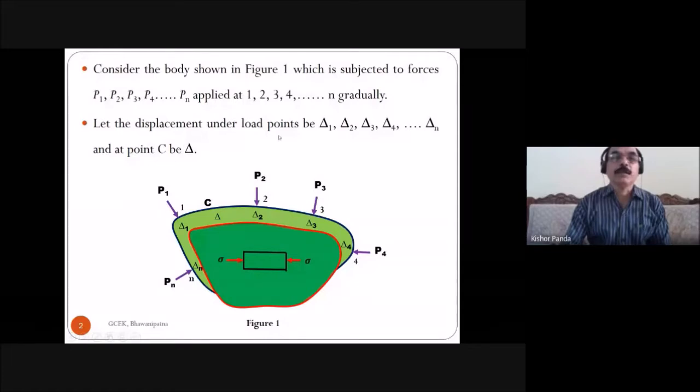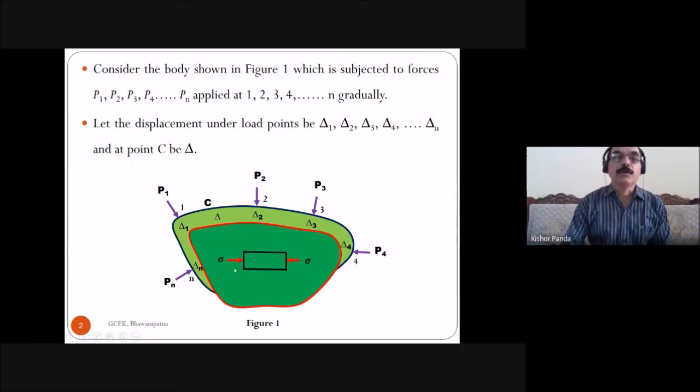Let the displacement under the load points be delta 1, delta 2, delta 3, delta 4, delta n, and at point C be delta. So this is the deflection at point 1, delta 1, at point 2, delta 2, at point 3, delta 3, at point 4, delta 4, and at point n, delta n. These are the deflections due to the applied forces P1, P2, P3, P4, Pn applied gradually. And this is the point C, where the deflection is delta.